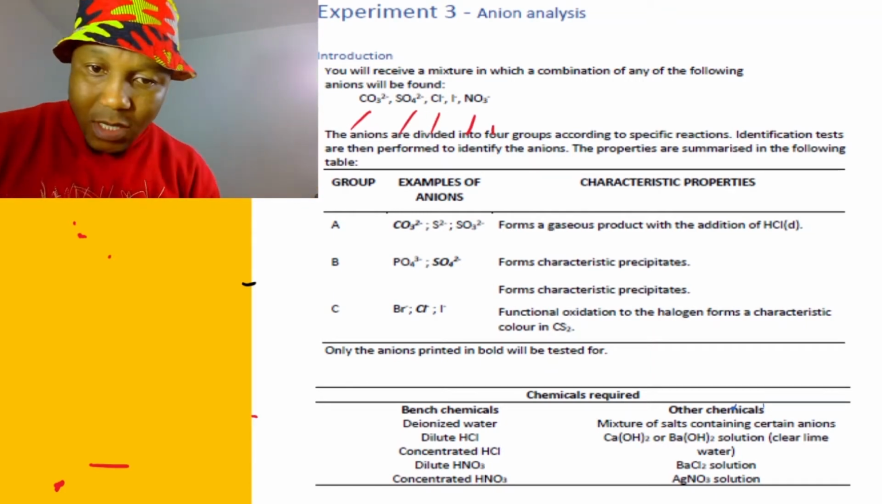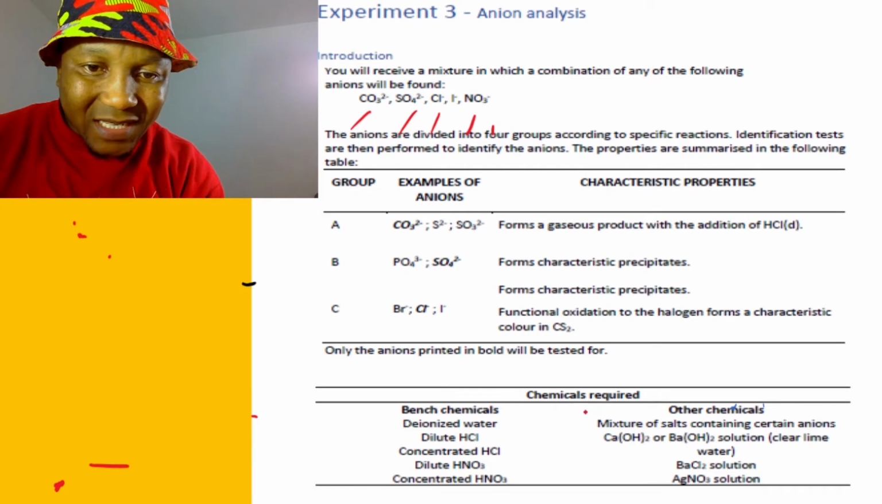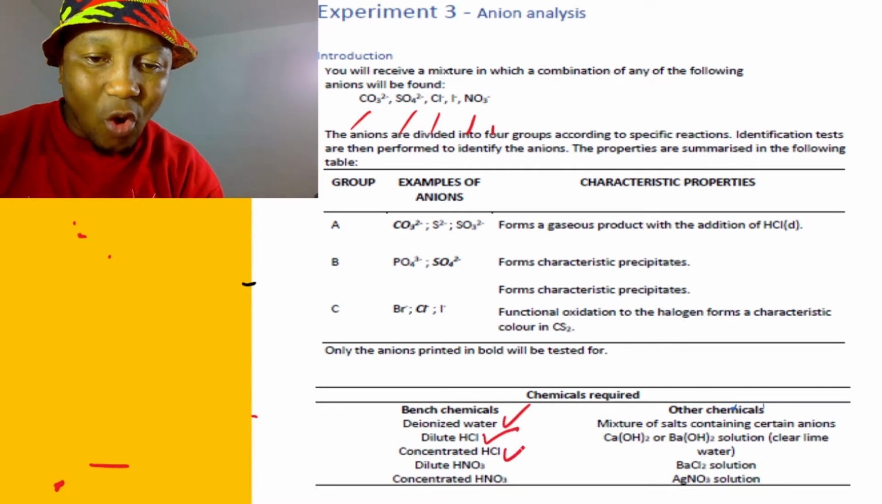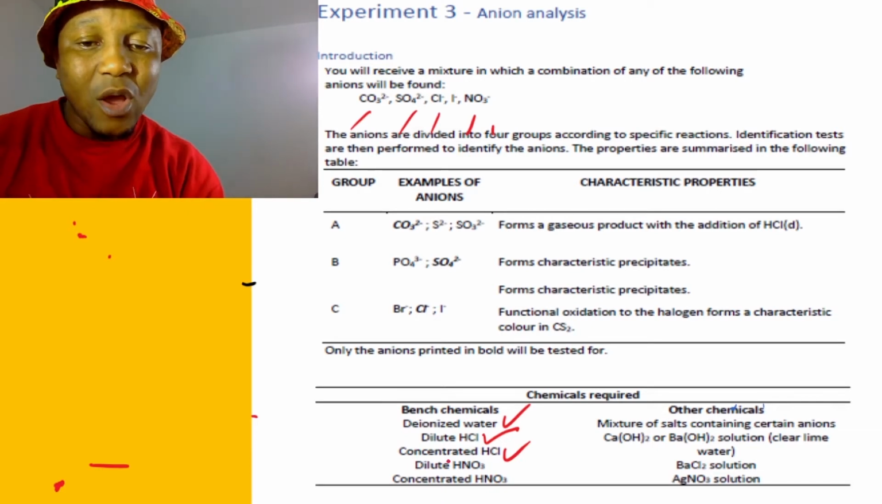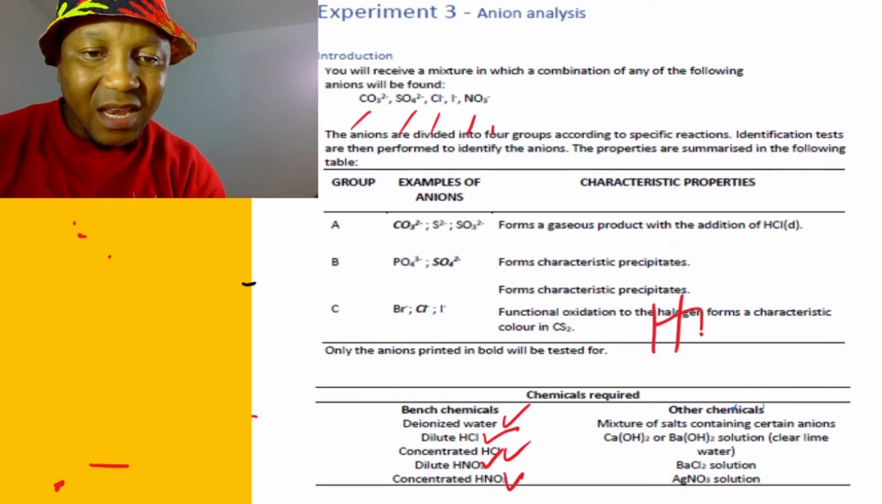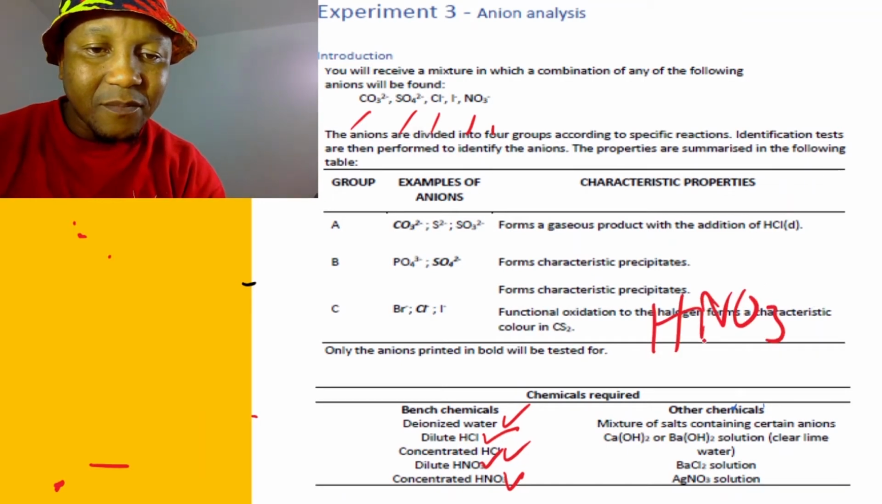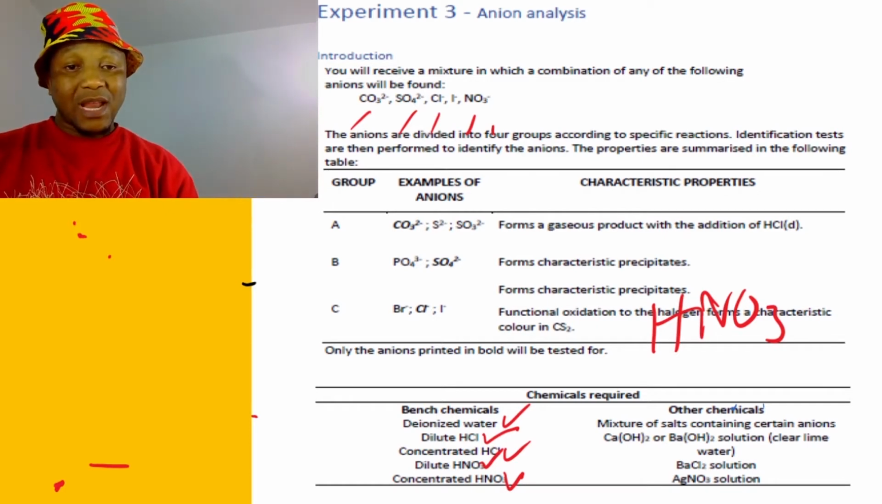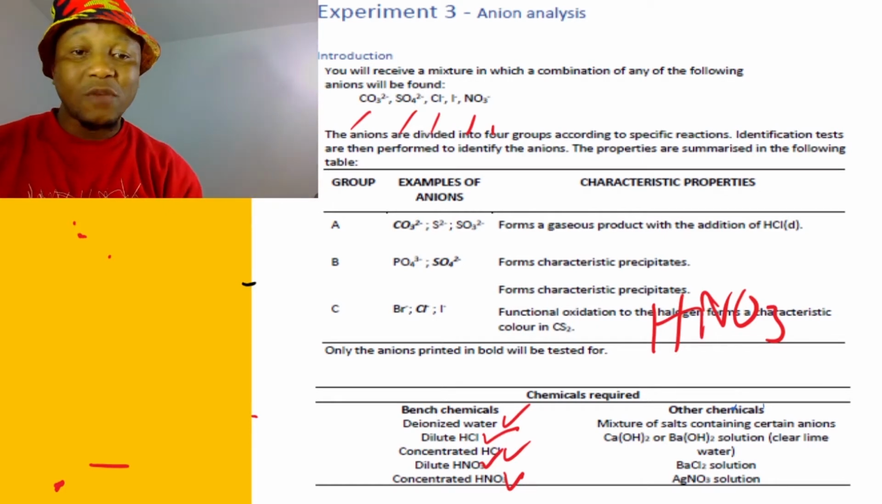Now let's go. These are the apparatus and chemicals that you're going to need. They say they might give you dilute sulfuric acid or concentrated sulfuric acid. Okay, you have dilute nitric acid, and this is nitric acid. Now nitric acid is HNO3. So you should know that nitric acid. You can memorize it.